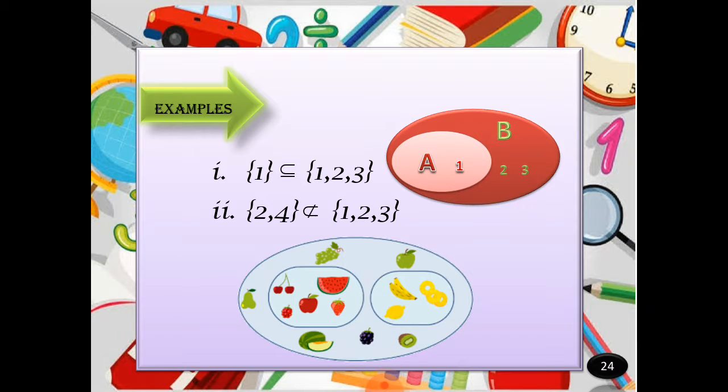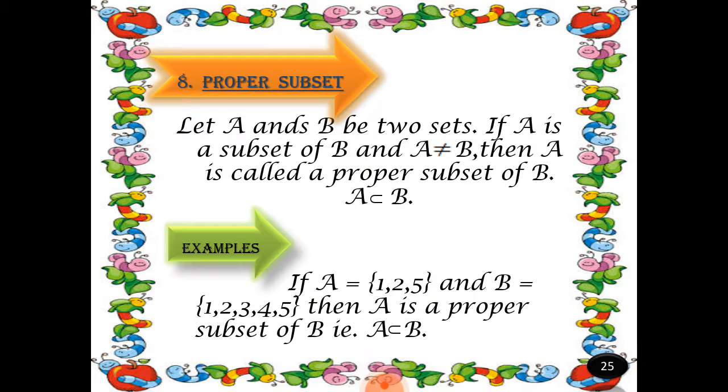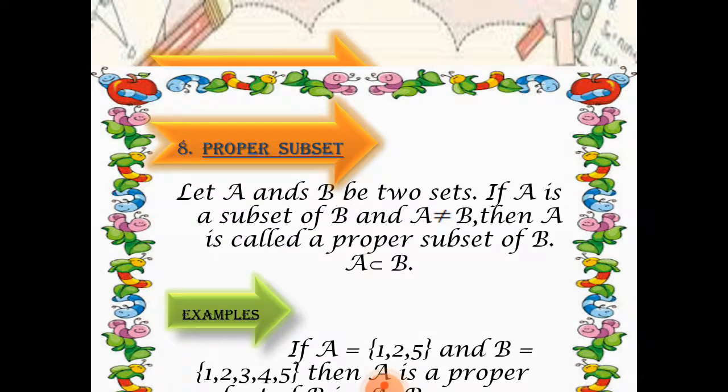This is an example for that. 1 is a subset of {1, 2, 3}. It is from the image we have written this. Next one is proper subset. Let A and B be two sets. If A is a subset of B and A is not equal to B, then A is called a proper subset of B. Example, if A is equal to {1, 2, 3} and B is equal to {1, 2, 3, 4, 5}, then A is a proper subset of B. That is A is a proper subset of B.